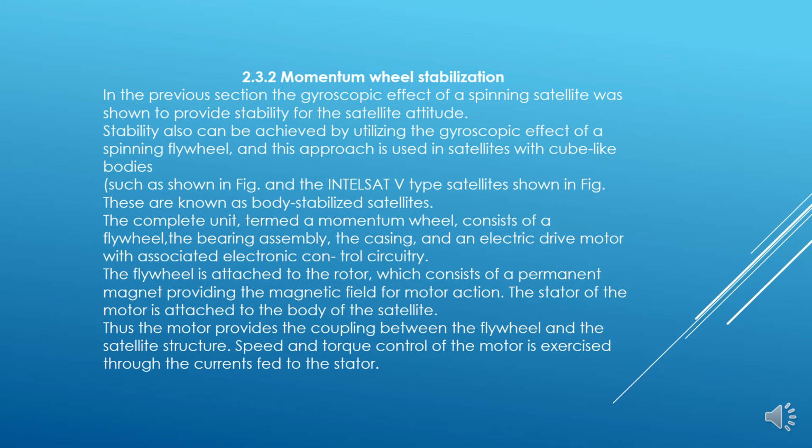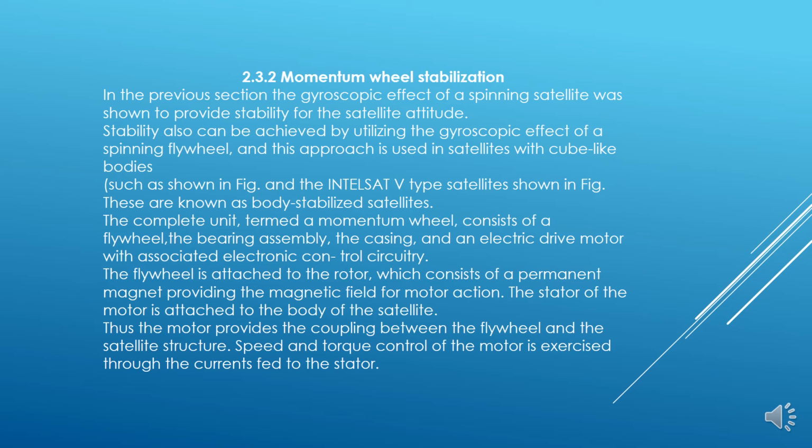In the previous section, the gyroscopic effect of a spinning satellite was shown to provide stability for the satellite's attitude. Stability also can be achieved by utilizing the gyroscopic effect of a spinning flywheel, and this approach is used in satellites with cube-like bodies such as shown in the figure and the Intelsat V-type satellites shown in the figure. They are known as body stabilized satellites.